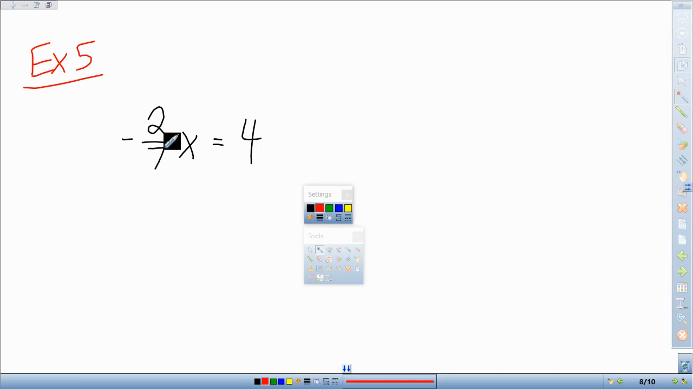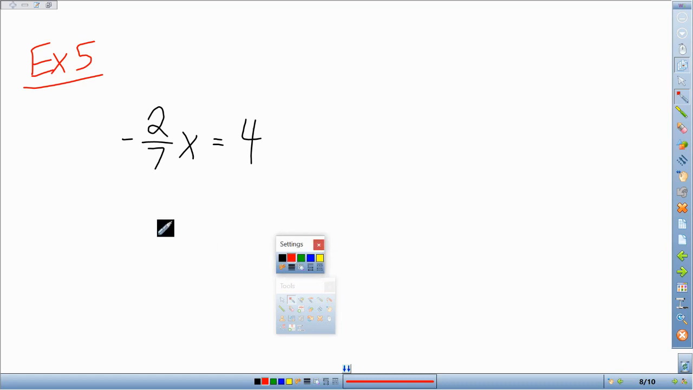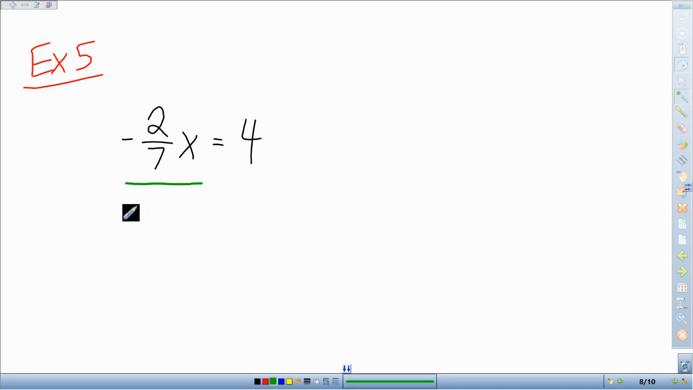First of all, we need to get rid of this, -2/7 or 2/7. Technically it's being multiplied by x, right? So normally when we have multiplication, we will undo it with division, right? But here's the thing, and don't write this. If I were to write this like this, divided by -2/7, and if I did that to both sides, here, 4 divided by -2/7, that's confusing, right?